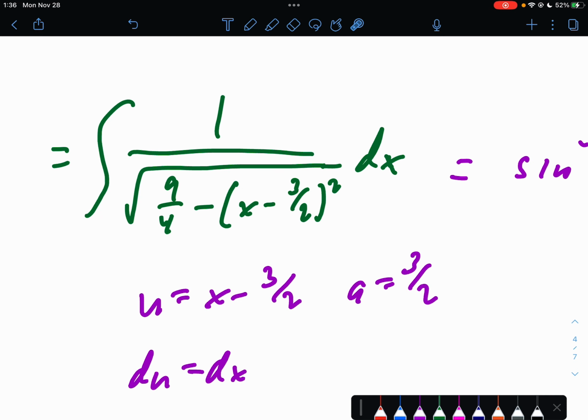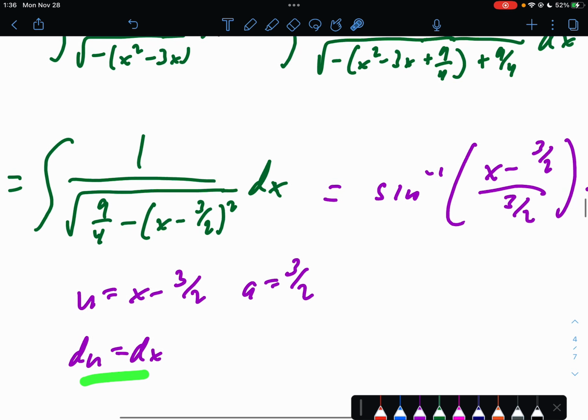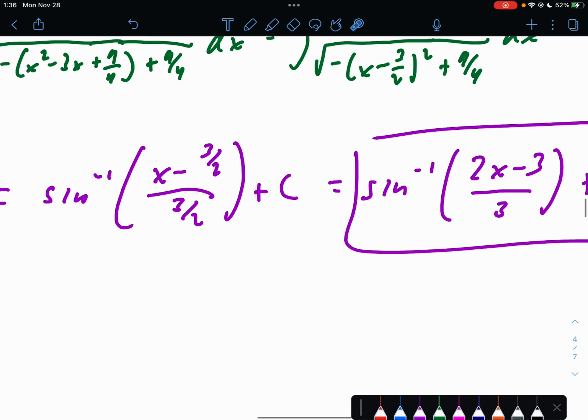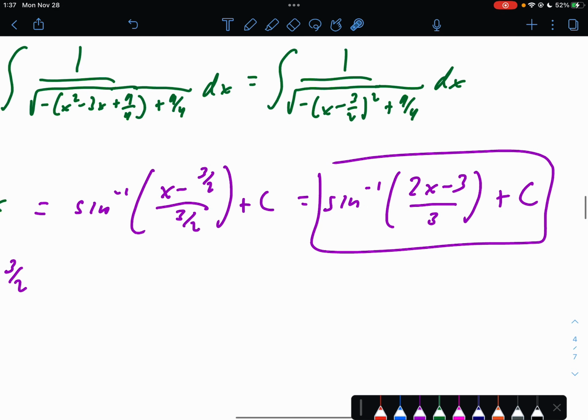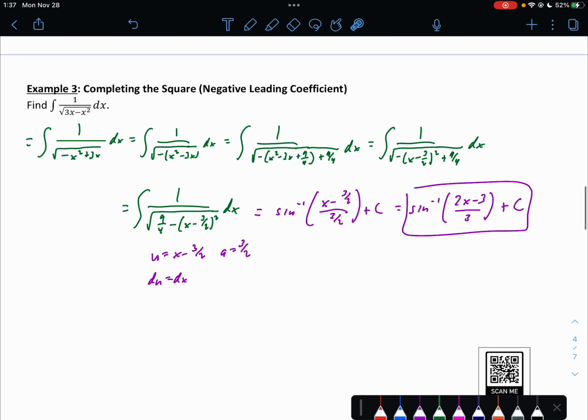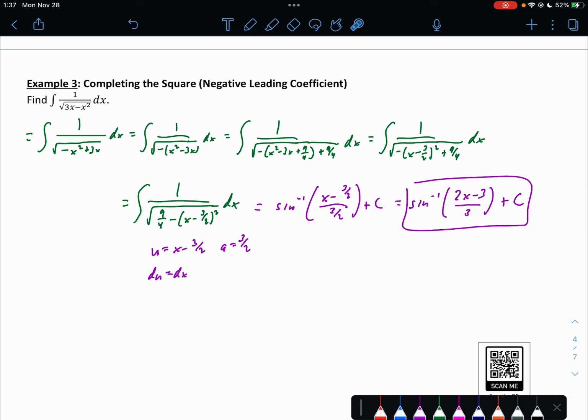It's all about recognition. Again, we recognize this is a sine inverse integral, with that being u, this is a, and du would be dx. So we can jump right to our answer here, and then simplified version there. Okay, so again, if you need any more time here, you can pause the video at this point to go back and look through it again.